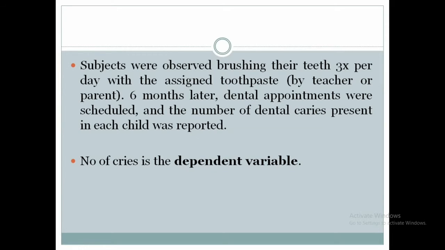Then 6 months later, the dental appointments were scheduled and the number of dental caries present in each child was reported. So here it illustrates that the caries is the dependent variable, because caries depends on the toothpaste, right?